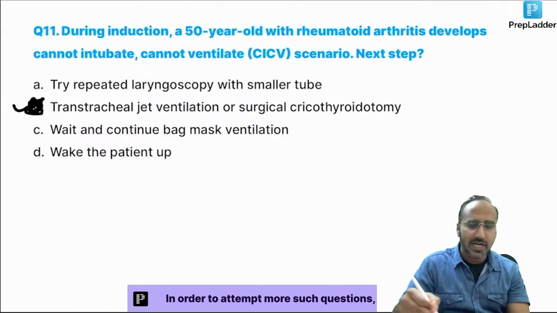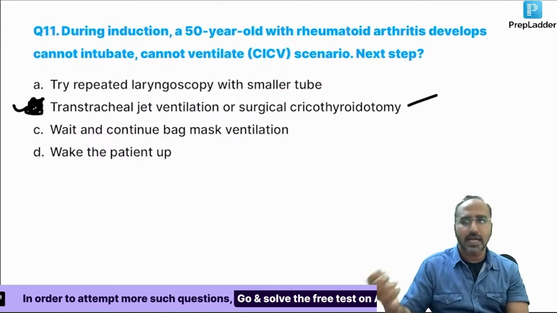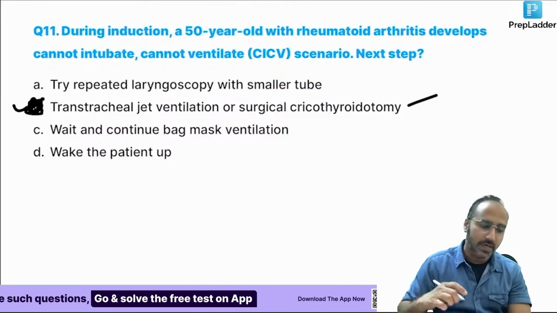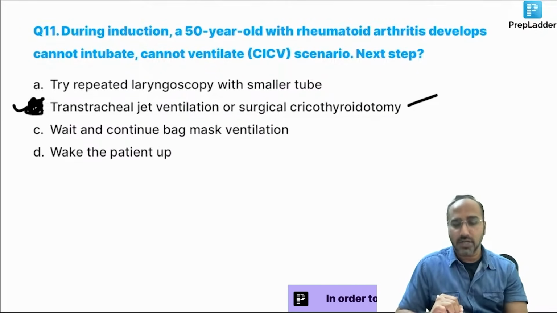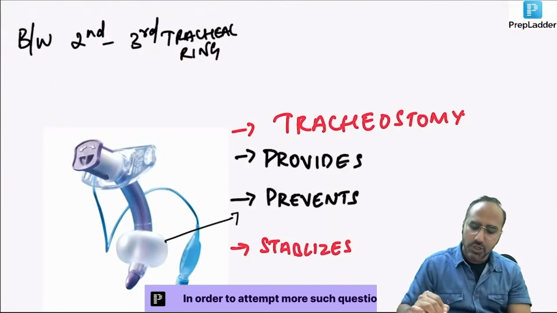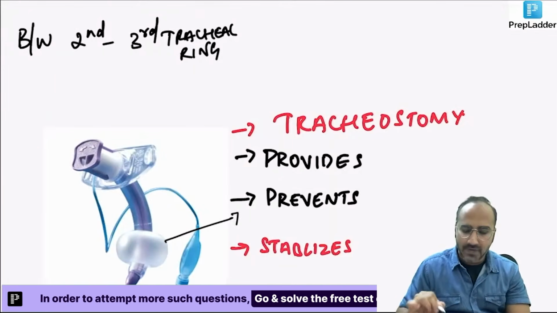Cannot intubate, cannot ventilate means third. Yani he's asking for plan D, what you should do. Okay. Now, guys, imagine you have done a tracheostomy. Have you seen a tracheostomy tube? Just look over here. A tracheostomy tube looks like this. This is a tracheostomy tube with a cuff.